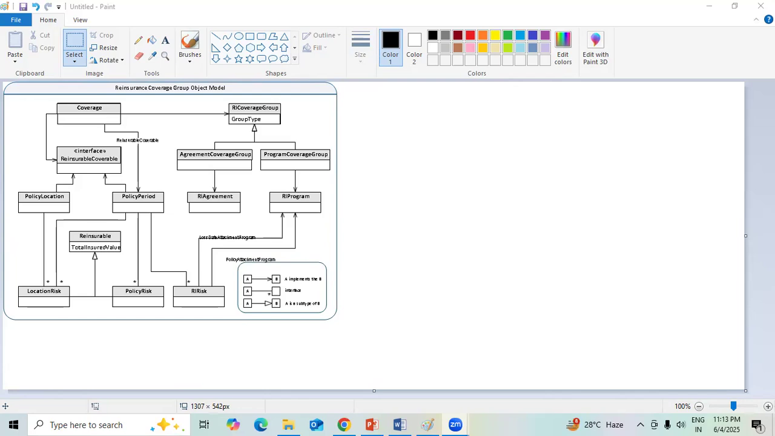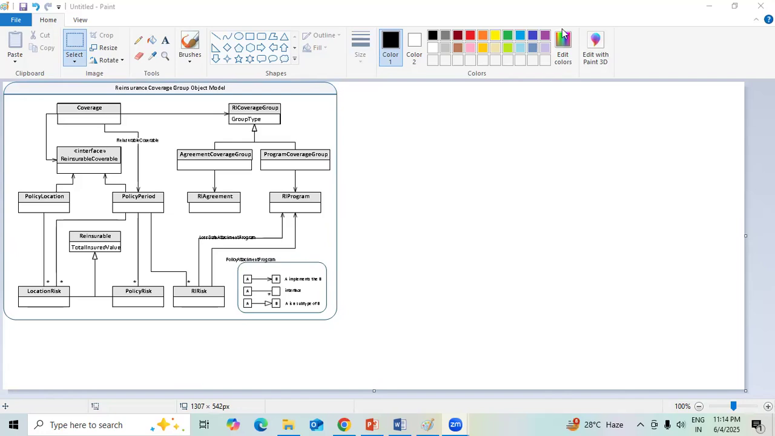Next is about reinsurables. These are the risks which are capable of being reinsured, but not necessarily reinsured. Then there is the ceding company, which is the company that transfers the risk to the insurer. So these are the understandings from Guidewire configuration, especially from the Policy Center product designer point of view, when we are trying to understand what the reinsurance coverage groups object model is all about.